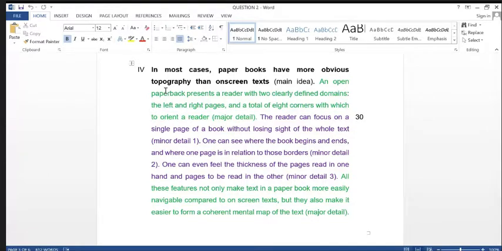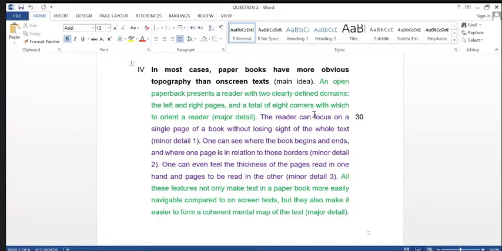All right, it's the physical. So if you understand that topography relates to the physical layout, then you can see how it links with this second sentence, which is the major detail. An open paperback, the printed material, presents a reader with two clearly defined domains of the topography, the physical domain: the left and the right pages, and a total of 8 corners with which to orient a reader.